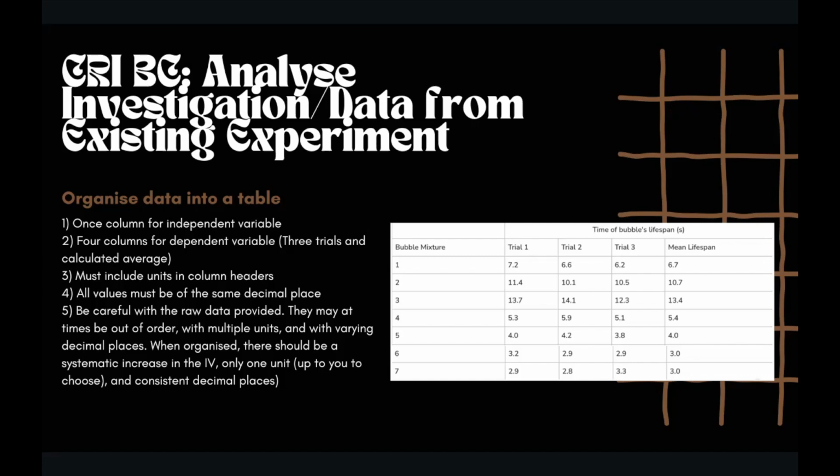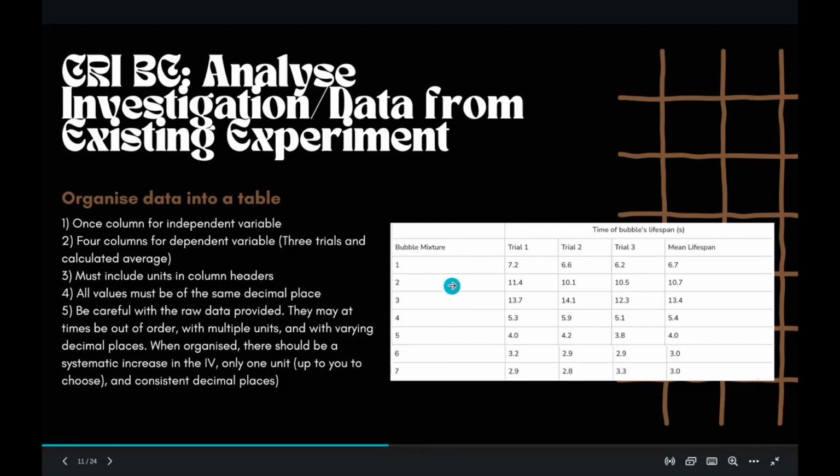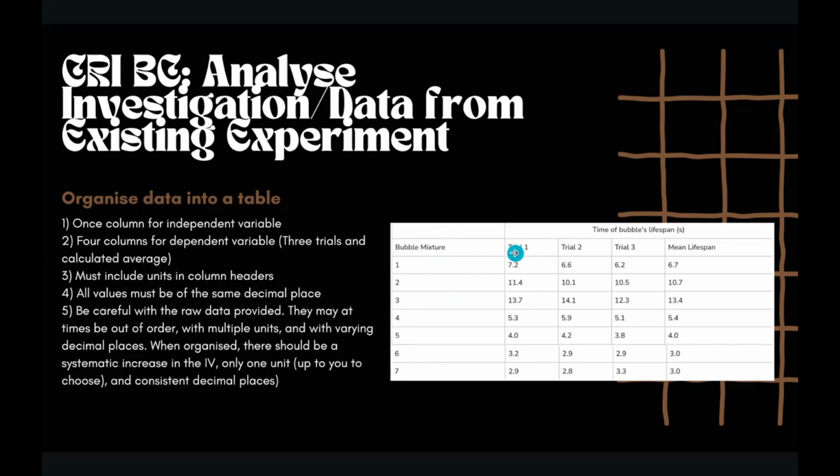So whenever you do this, you take 1 column for the independent variable, and usually they'll always give you trials, so it'll usually be 4 columns for the dependent variable, in which you include the 3 trials and a calculated average. And you always have to include units in the column headers. Here, I included seconds for time, but there's no unit for the independent variable. And all values must be in the same decimal place.